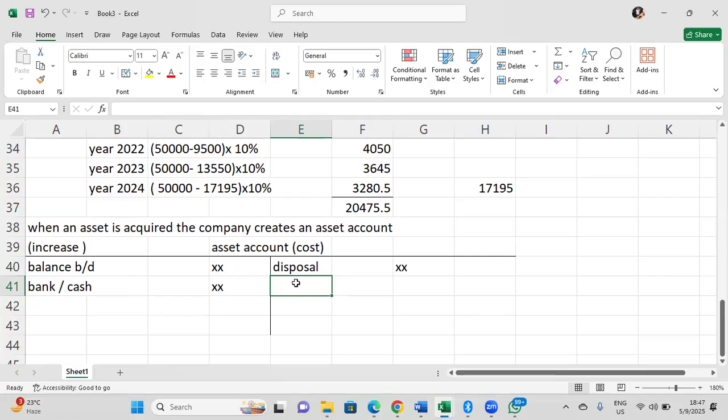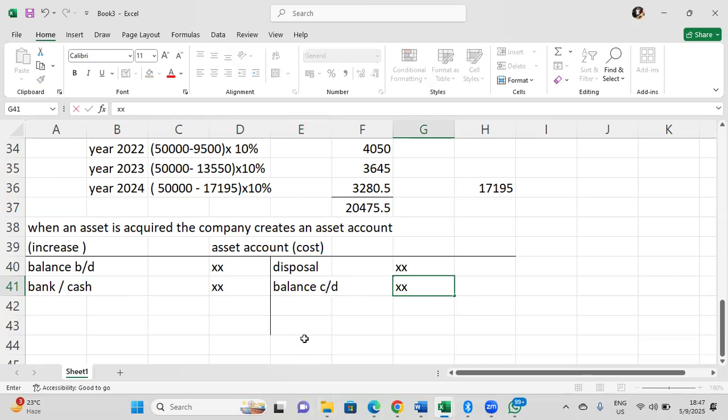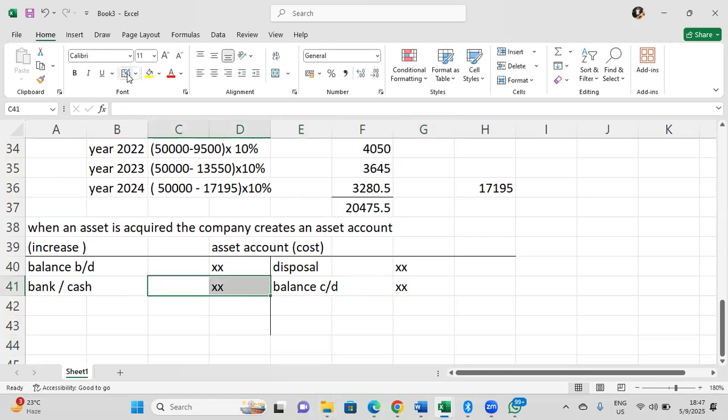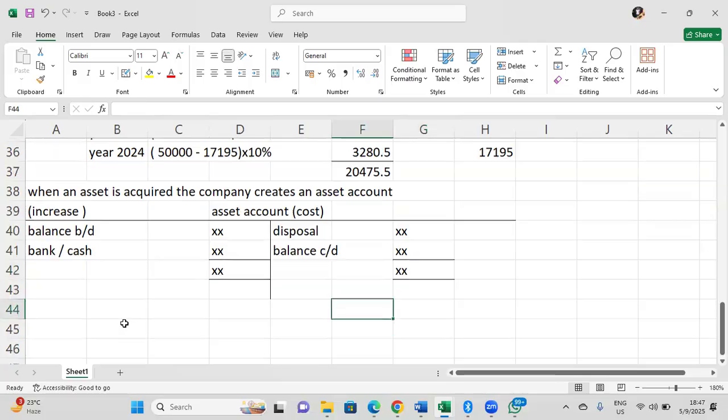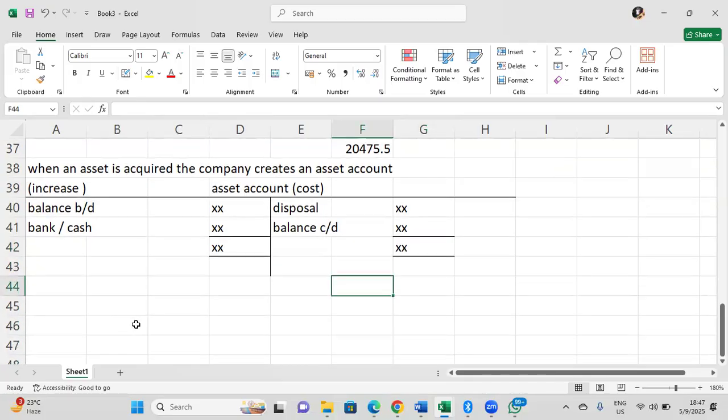I'll give you an example. Then after that, you come up with your closing balance. That's the balance CD, your closing balance for the assets. So that is the asset account at cost.